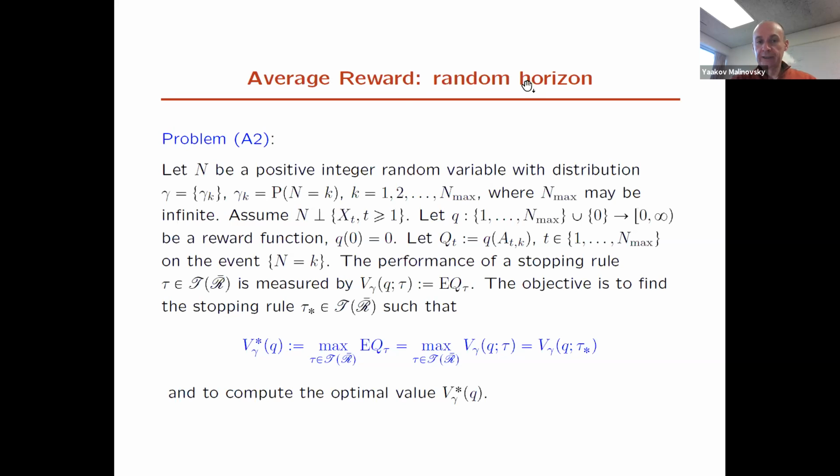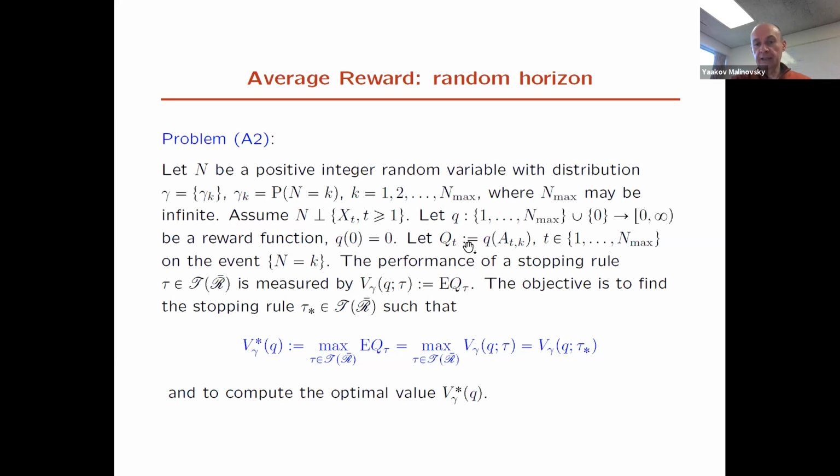The average reward in random horizon is the following. Suppose n is a positive integer random variable with known distribution gamma, and gamma k is the probability that n equals k, when k runs from 1 to n max, the maximum value of the support. And we assume that n and the ranks are independent. And now our reward function is a function from the integers 1 to n max union with 0 to infinity. It can only have a non-negative outcome.